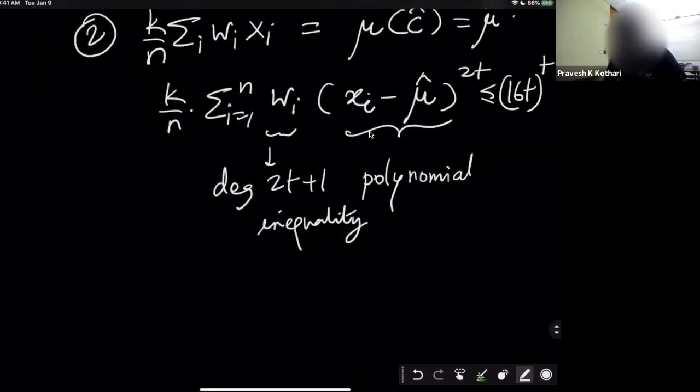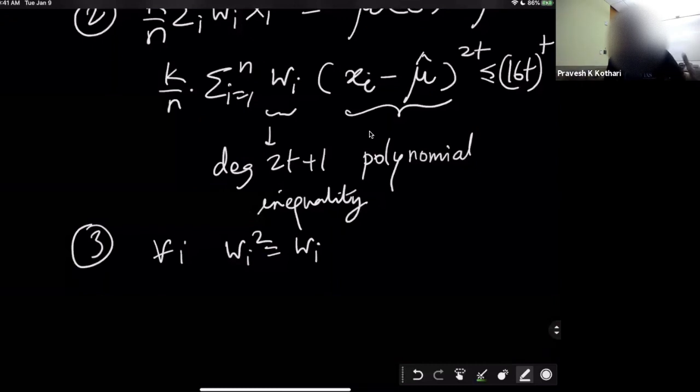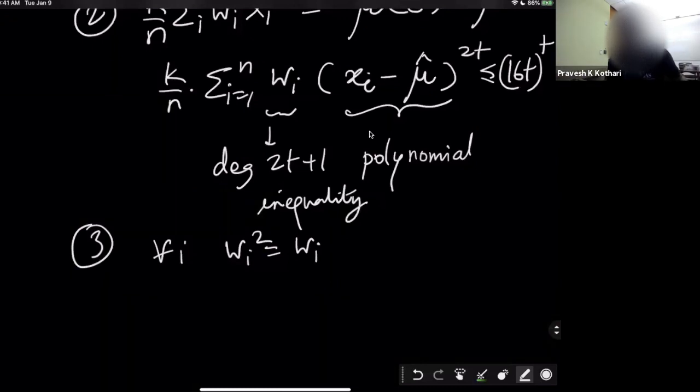So what would I do? Well, I'll just add the polynomial equality checks that wi squared equals wi for every i. Okay, so now you see it's a perfect translation of the checks I made on C hat. Feel free to stop me if this is not clear, but all we did was translate a notation into this w, the indicator of C hat.